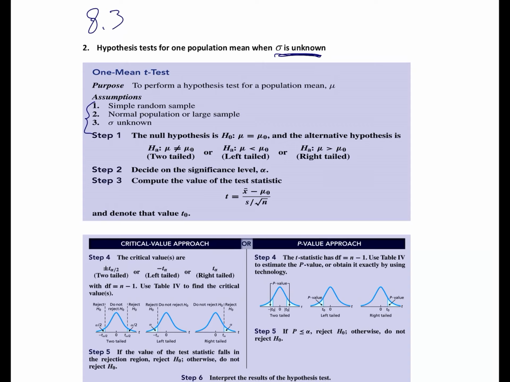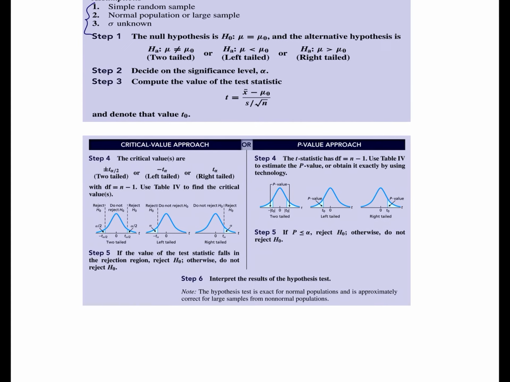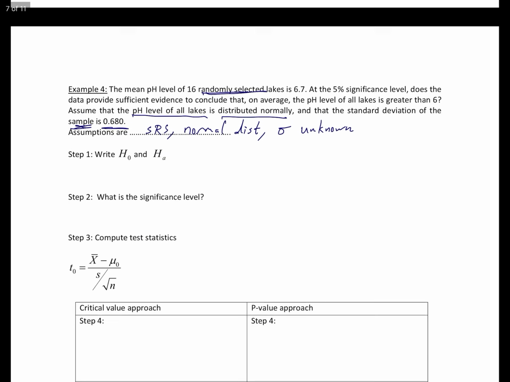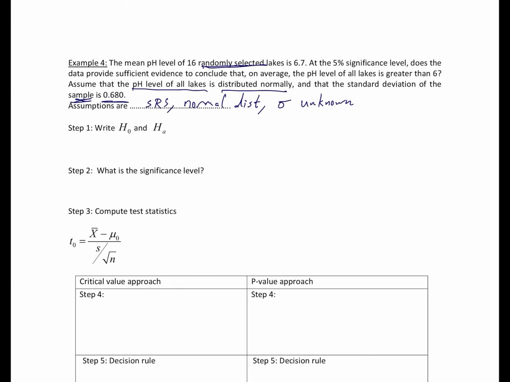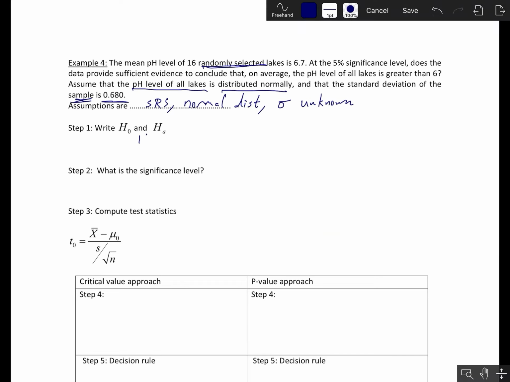Essentially, the only difference between this and the previous section is that here, sigma is unknown. So when sigma is not known, you have to be using this t distribution. When sigma is known, you'll be using the z distribution. But otherwise, the strategy is exactly the same.